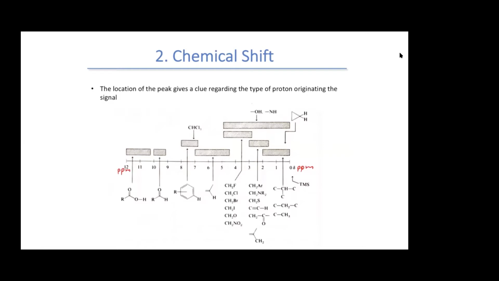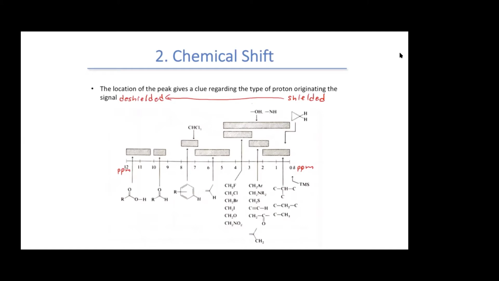If we remember from our first video, the peaks closer to 0 are considered more shielded, and the peaks further away, closer to 12, are considered deshielded. When we consider peaks that are shielded to deshielded, we're really looking at how much electron density is around that hydrogen. The more electron density we can see around the hydrogen, the more shielded the proton is.